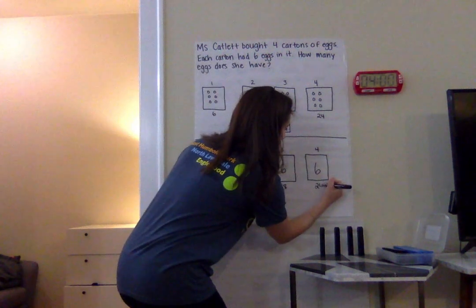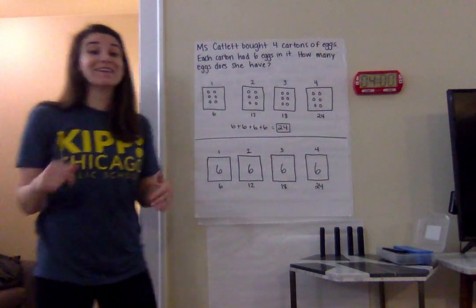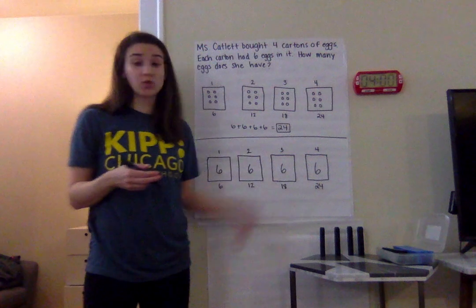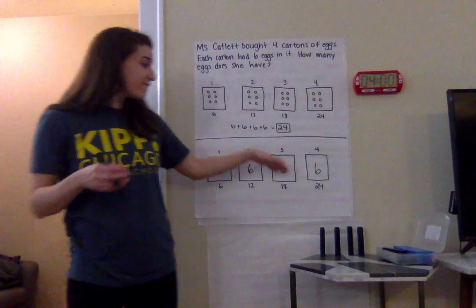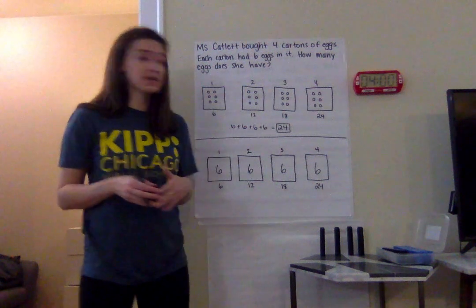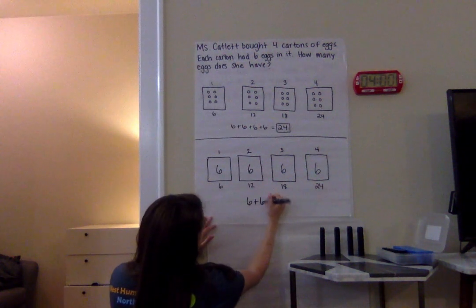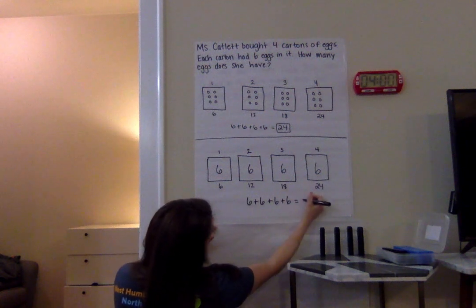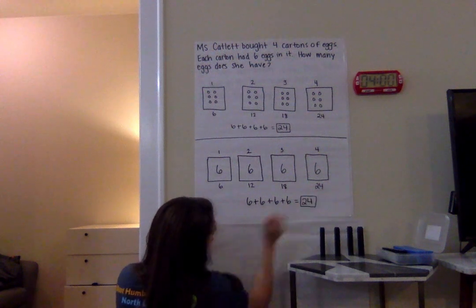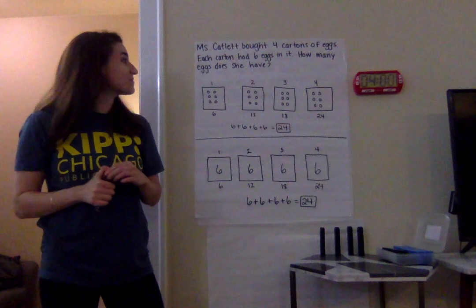Whoa. When I put 6 in the box and counted on my fingers, I got the same thing. I got that answer of 24. We're going to write the same number sentence because it's the same thing. We're just adding 4 groups of 6 things. Let's write that number sentence. 6 plus 6 plus 6 plus 6 equals 24. Nice job, Kipsters. That looks awesome.